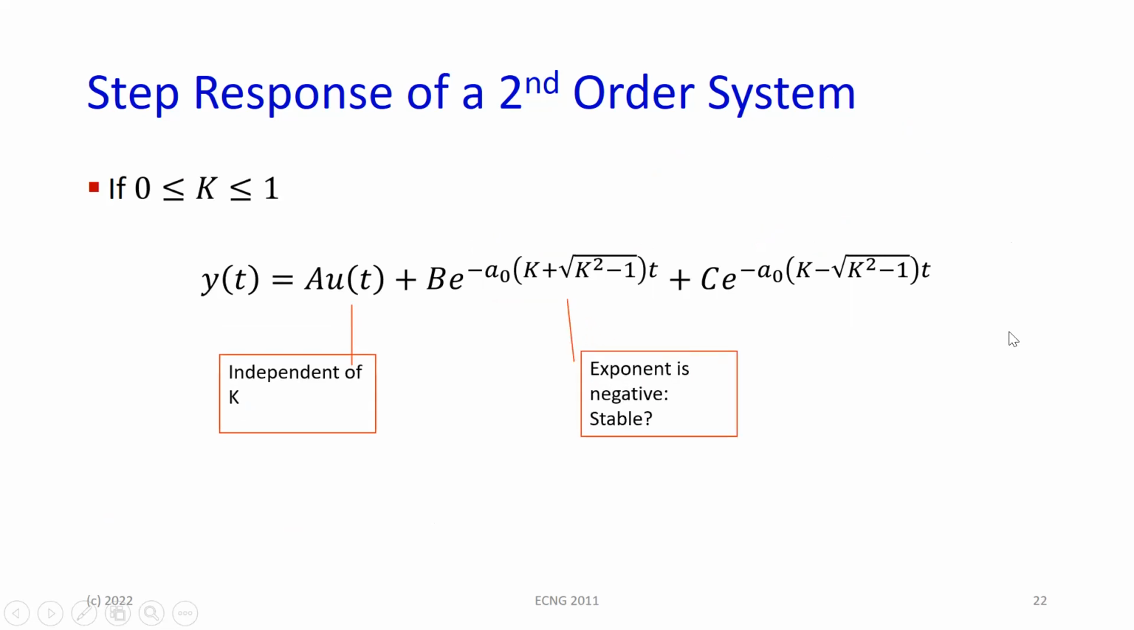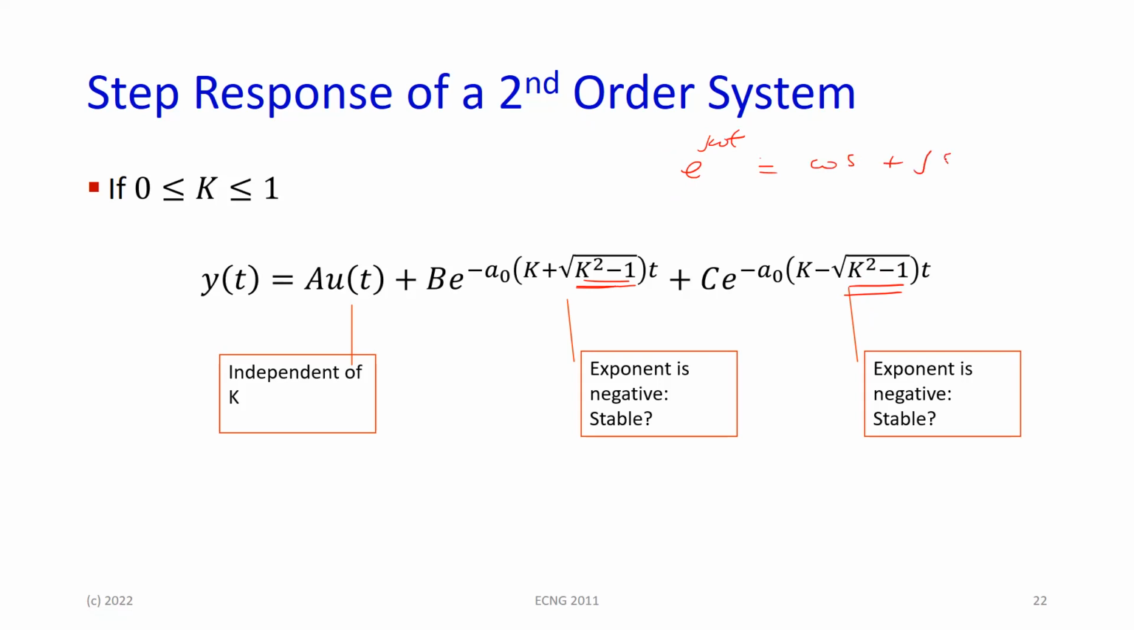What about this? If k is between 0 and 1, depending on the value of k, this term here could be complex. Likewise, this term here. So is that going to be stable or not? If it is complex, remember again, e to the j omega t, for argument's sake, I'm just putting it in that form, is cosine plus j sine omega t. Cosine is a sinusoidal signal. Sine, of course, is the regular one.